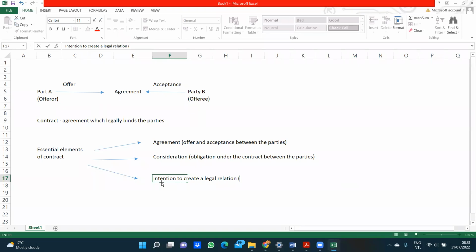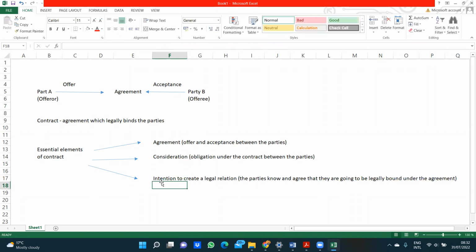The parties know and agree that they are going to be legally bound under the agreement. So this is the first, the three elements of the contract. Now let's move forward.